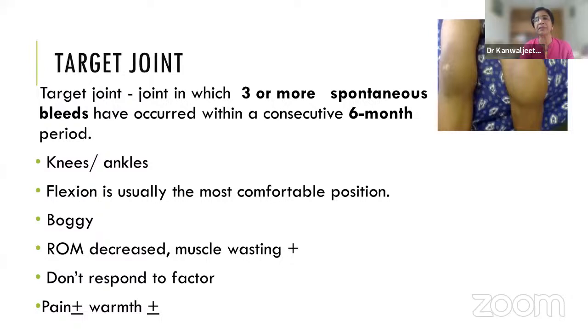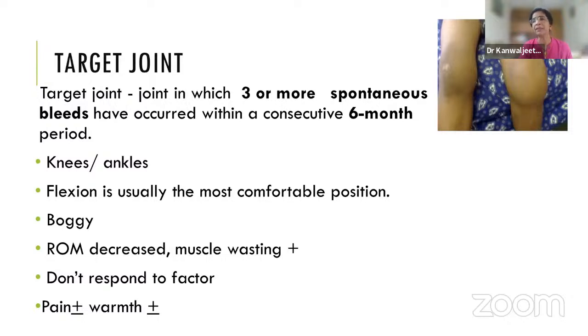So this 3 bleeds is different from annual joint bleed rate. That is the expected joint bleed rate over a period of 1 year. This is a target joint which has been bleeding. Annual bleed rate counts any bleed, not just joint, any muscular bleed also. This is one particular joint which has a tendency to bleed again and again and has already bled 3 or more times in the last 6 months.